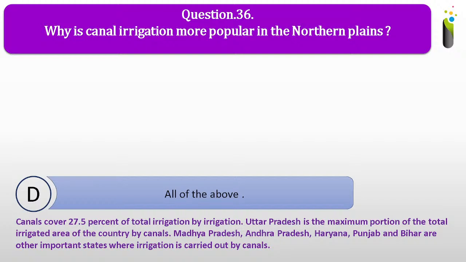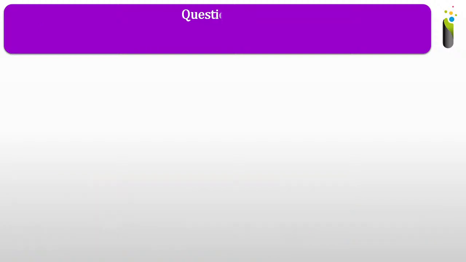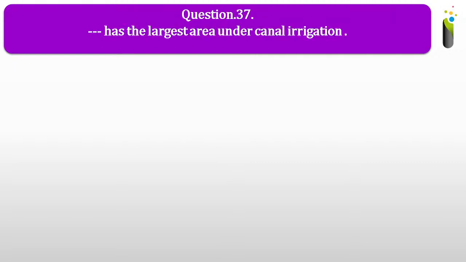Now going ahead, question number 37. Dash has the largest area under canal irrigation.